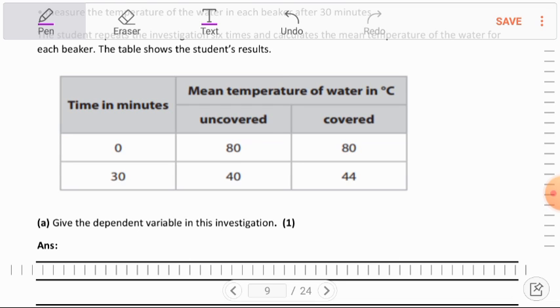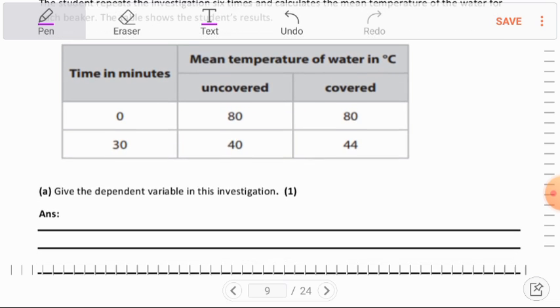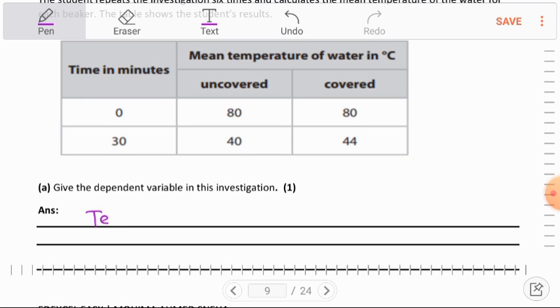Give the dependent variable in this investigation. The dependent variable here is the temperature, because that's what we are measuring. The covered and uncovered is the independent variable, like if the animals are kept indoors or outdoors. The dependent variable here is the temperature of the water that is actually being examined. So we're just going to write temperature.